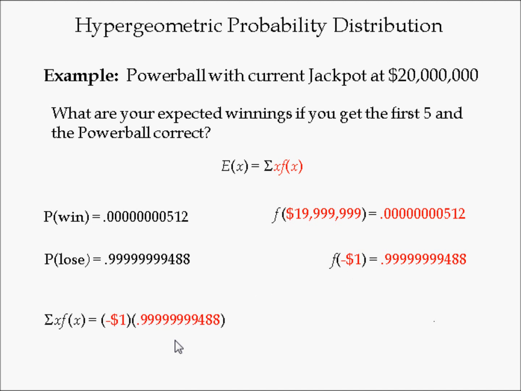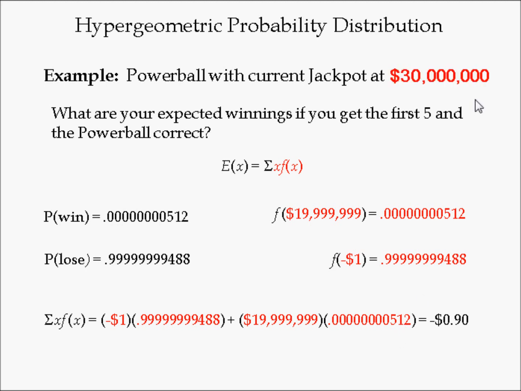So we take how much money we pay to play times the probability of losing plus the amount of money we win minus the dollar times the probability of winning. And we get negative 90 cents. So what does this mean? Well, it means if you play a dollar every week for the rest of your life, you're voluntarily paying taxes of 90% on every dollar you spend to buy a piece of paper.